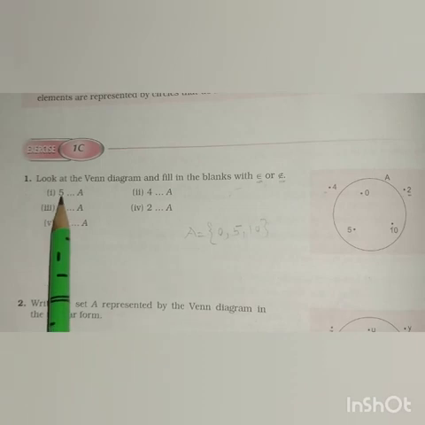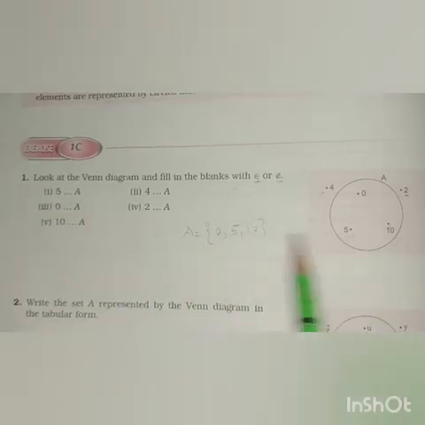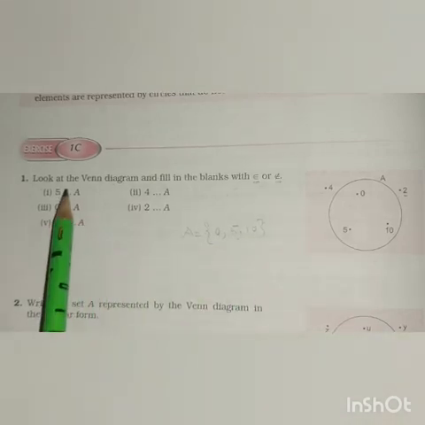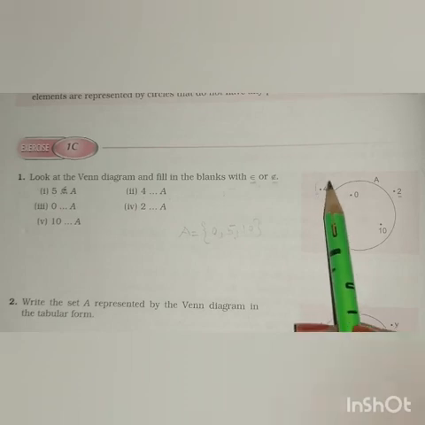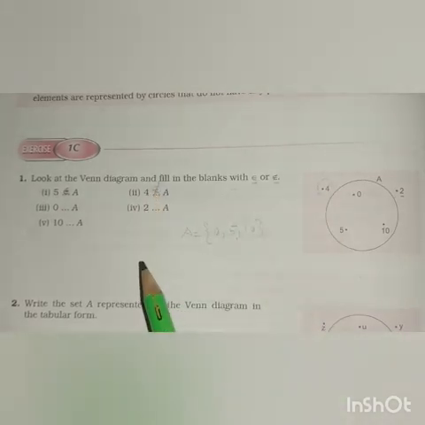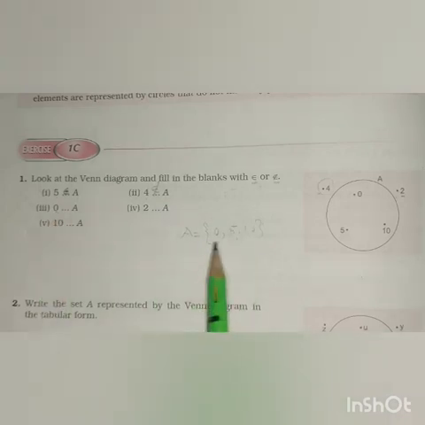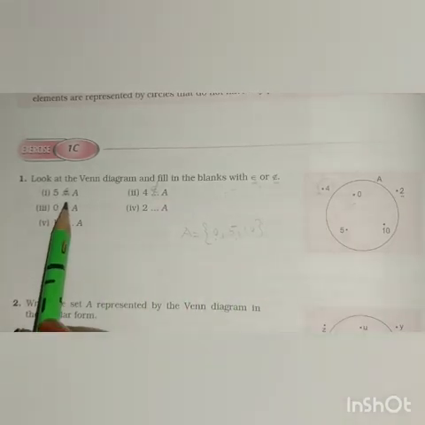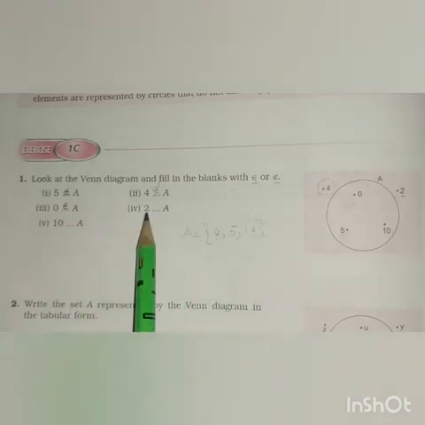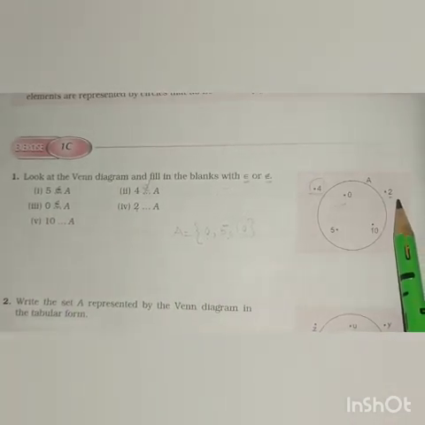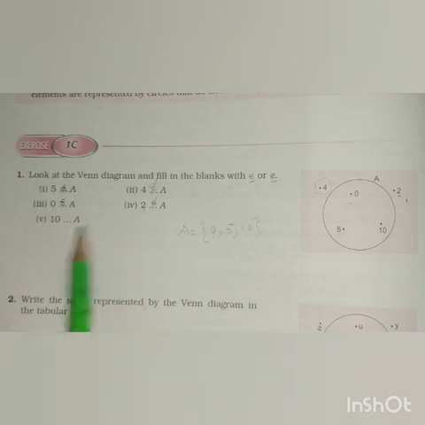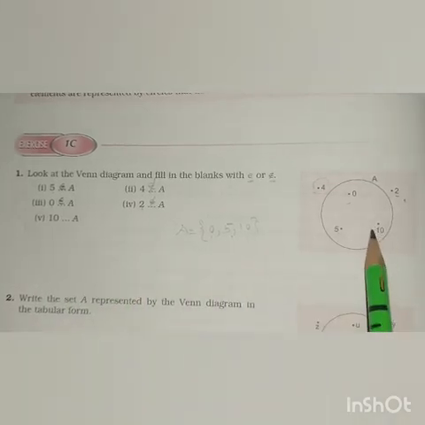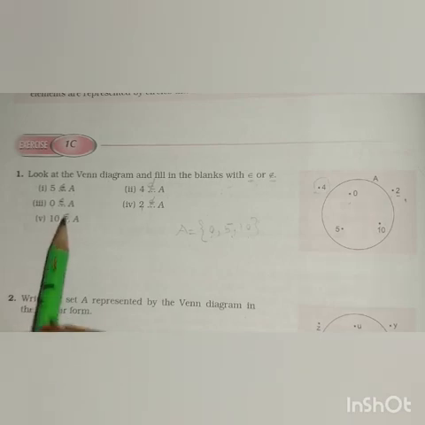First, 5 and A. So 5 is present in set A. So 5 belongs to A. Now second, 4. Here is 4 present or not? No, 4 is outside. So 4 not belongs to A. 0, yes, 0 is present in the set here. So 0 belongs to A. 2, no, 2 is outside the circle. So 2 not belongs to A. Now 10. Here 10 is present inside the circle. So 10 belongs to A.